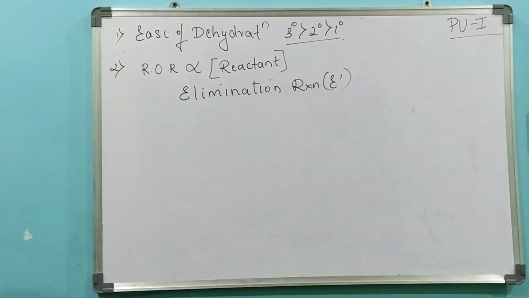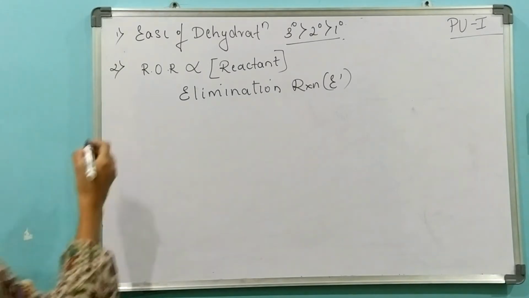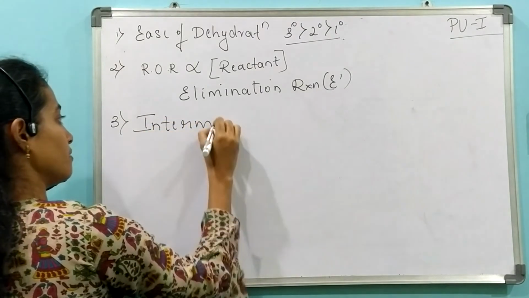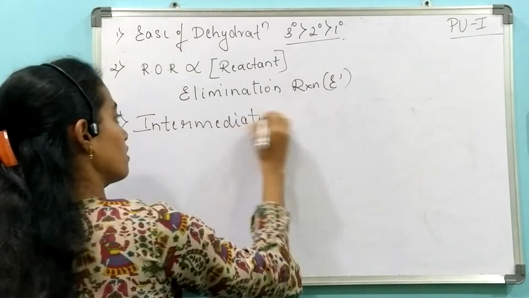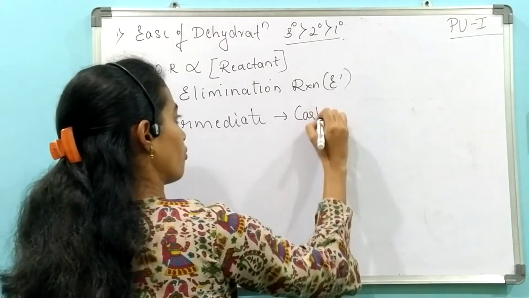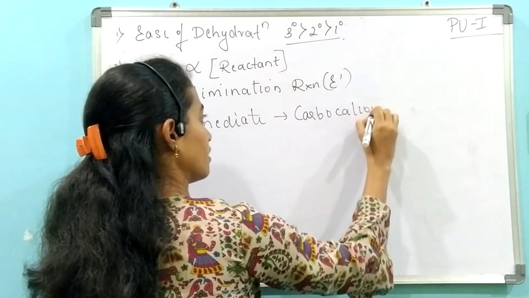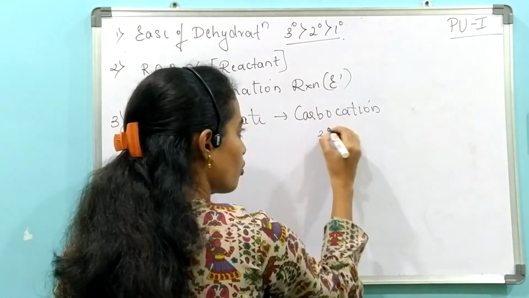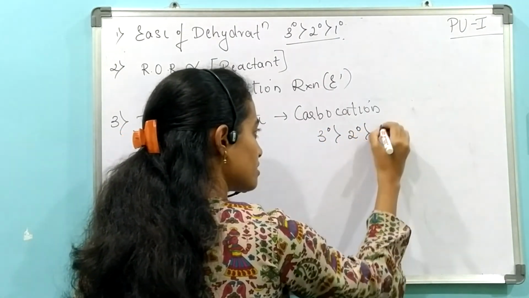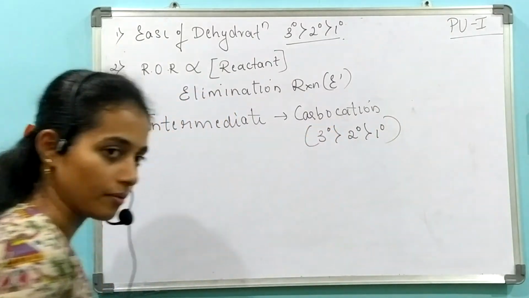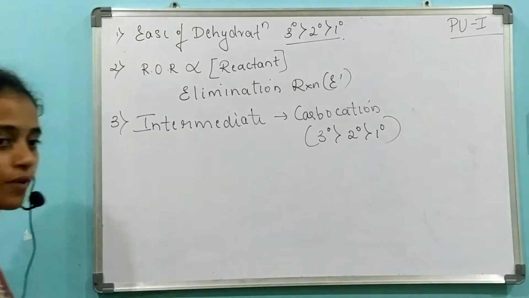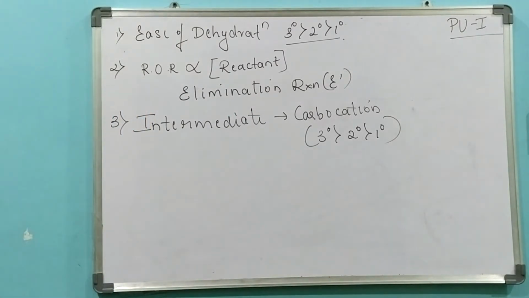That is E1 reaction. See, here the intermediate formed is carbocation, and tertiary carbocation is more stable than secondary and primary. Depending on this itself, we can say ease of dehydration is faster for tertiary than secondary and primary.